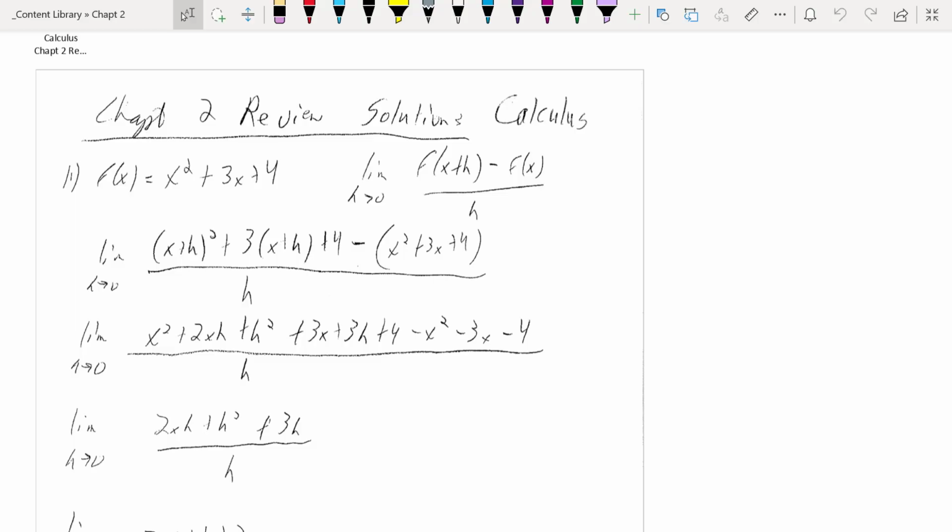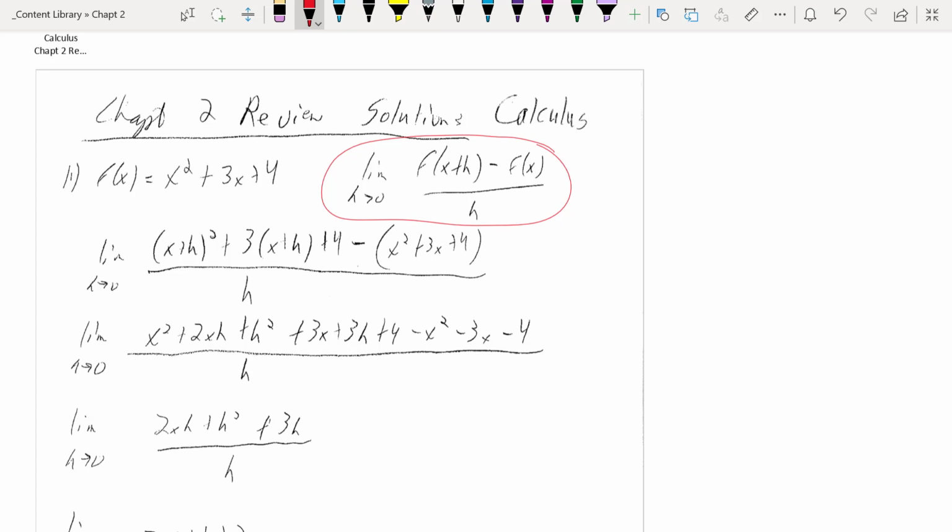Looking at your second chapter review on chapter 2, you're going to notice on number 1, it says find f prime of x using definition of the derivative. And remember, your definition of the derivative is the limit as h approaches 0 of f of x plus h minus f of x all over h.